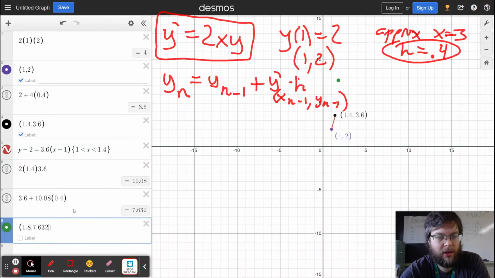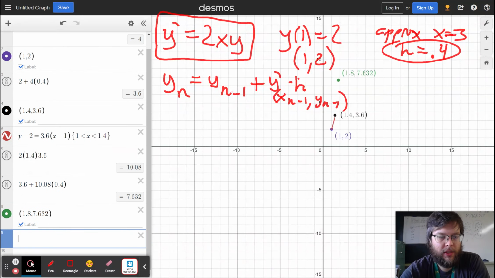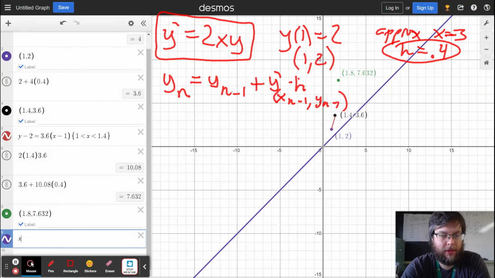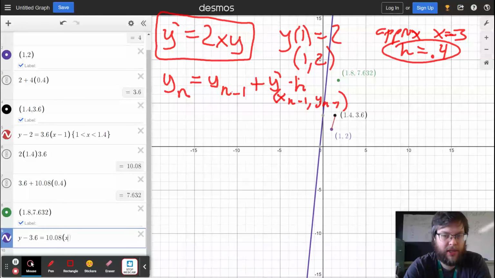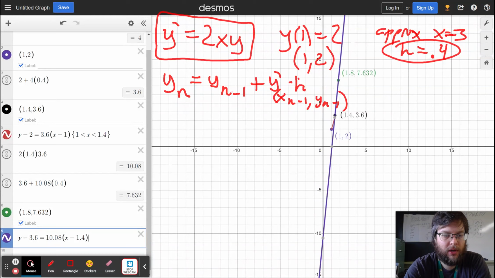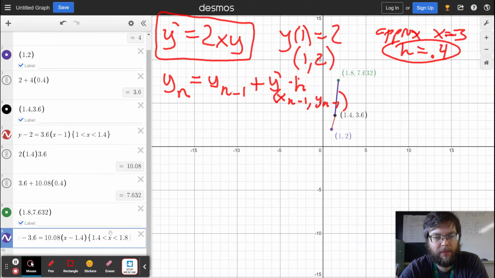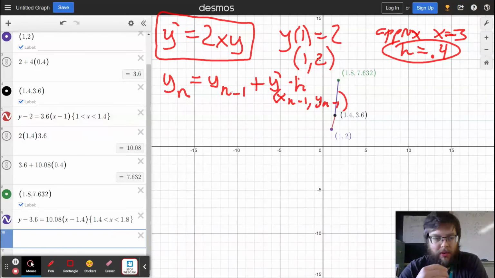7.632. That is my new point. And I can create the line segment y minus 3.6 equals my slope 10.08 times x minus 1.4, restricted between 1.4 and 1.8. Okay, then let's keep going with this process here.